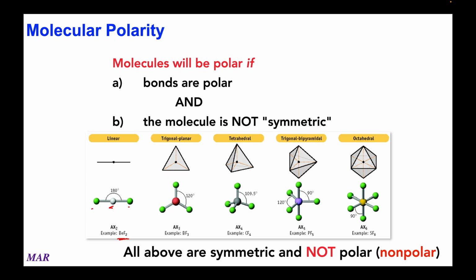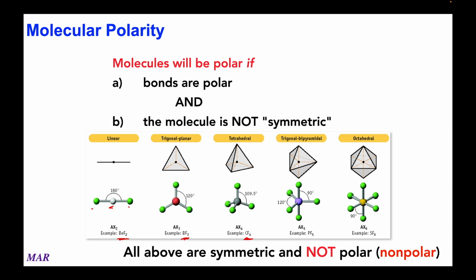Good to go. Boron trifluoride, BF3, would be another example. Everything around that boron is the same, all fluorines. Like you don't have two fluorines and a chlorine, or a hydrogen and two iodines. Everything is fluorine, so that would be symmetric. This is an example of a tetrahedral symmetric molecule, CF4.